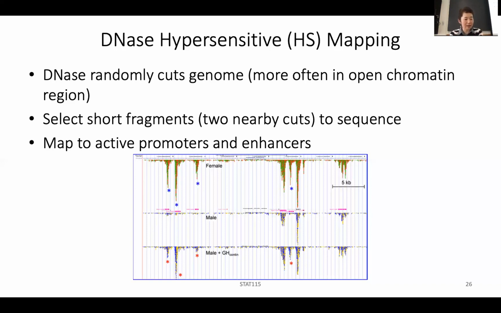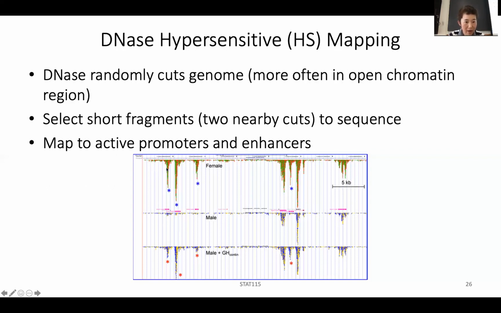It makes two cuts, because one is before and one is after the fragment you are selecting in the middle. And there are two cuts that are fairly close to each other, within 100 or 200 base pair apart. And so you can just isolate those short sequences and then sequence them, map them to the genome. And this is again a sequencing experiment from a DNase hypersensitivity experiment.